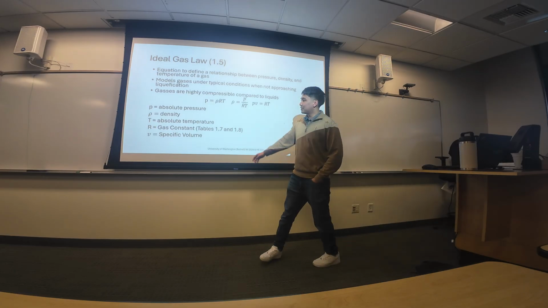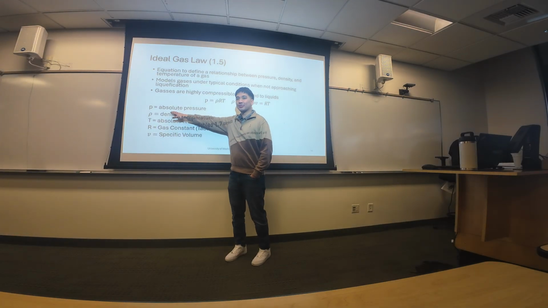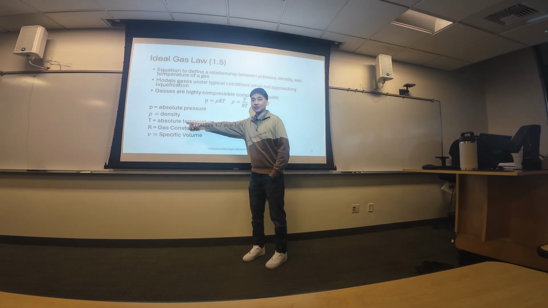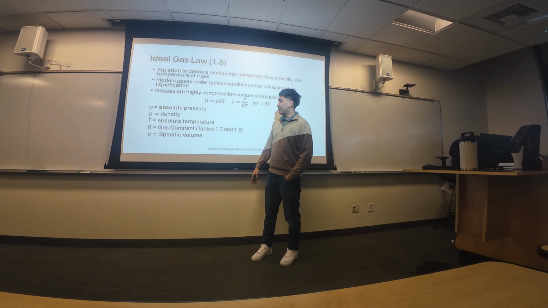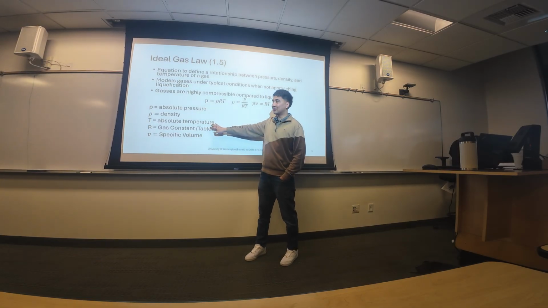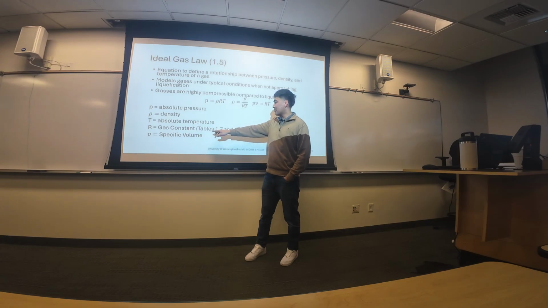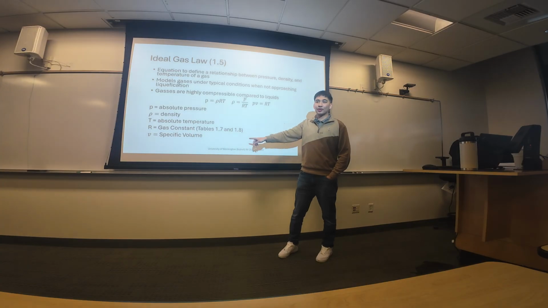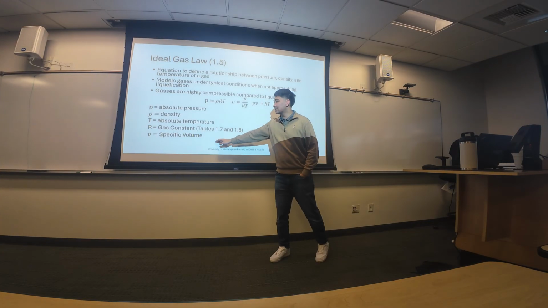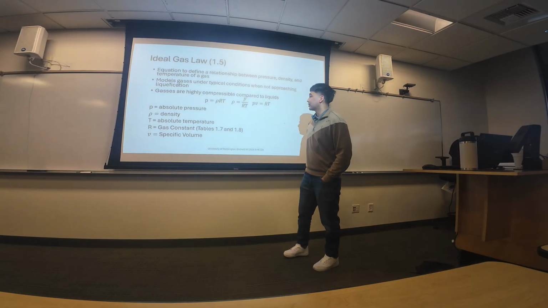So the equation: P is absolute pressure, and this is big too. You guys already know this. Rho is density, T is absolute temperature. I'm going to talk about the difference between absolute pressure and absolute temperature just to give you guys a quick review. And then R is the gas constant, which is in these tables here, 1.7 and 1.8. And this new here is specific volume.